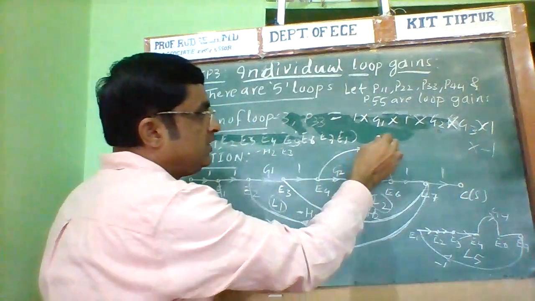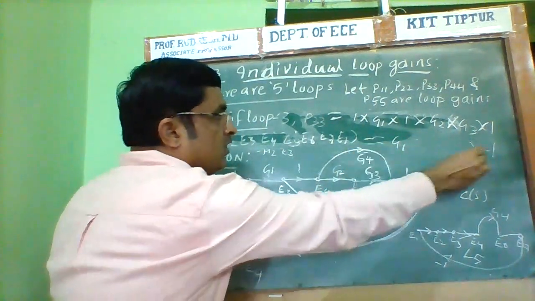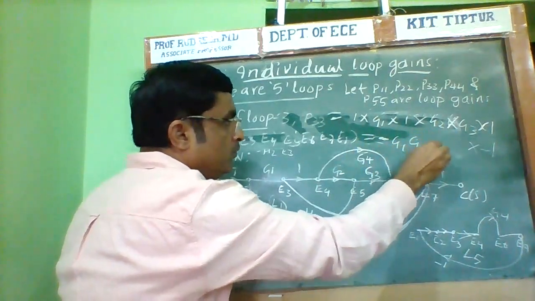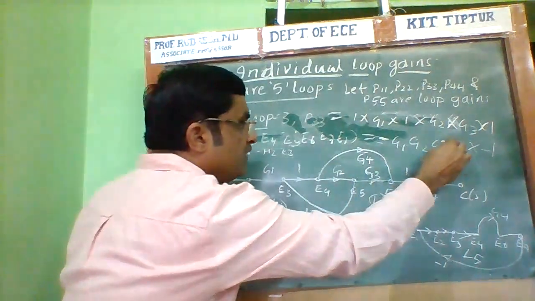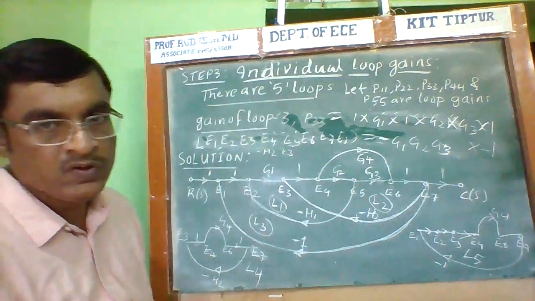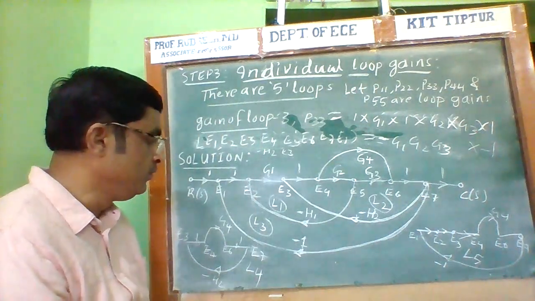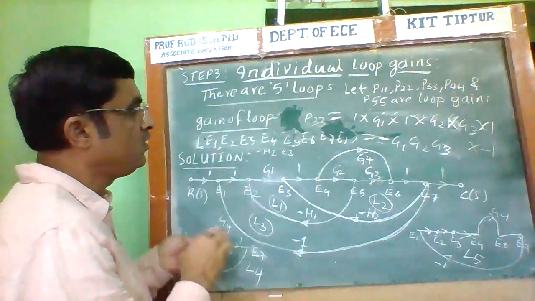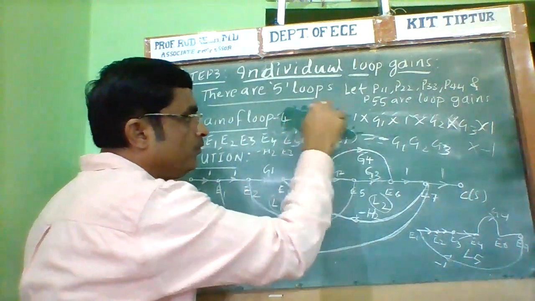Now what is the value of P33? It is equal to minus G1, G2, G3, because here there is a minus 1. Therefore, minus G1 G2 G3 is the gain of loop 3. Similarly, we need to calculate loop 4. What is the gain of loop 4? It is denoted by P44.